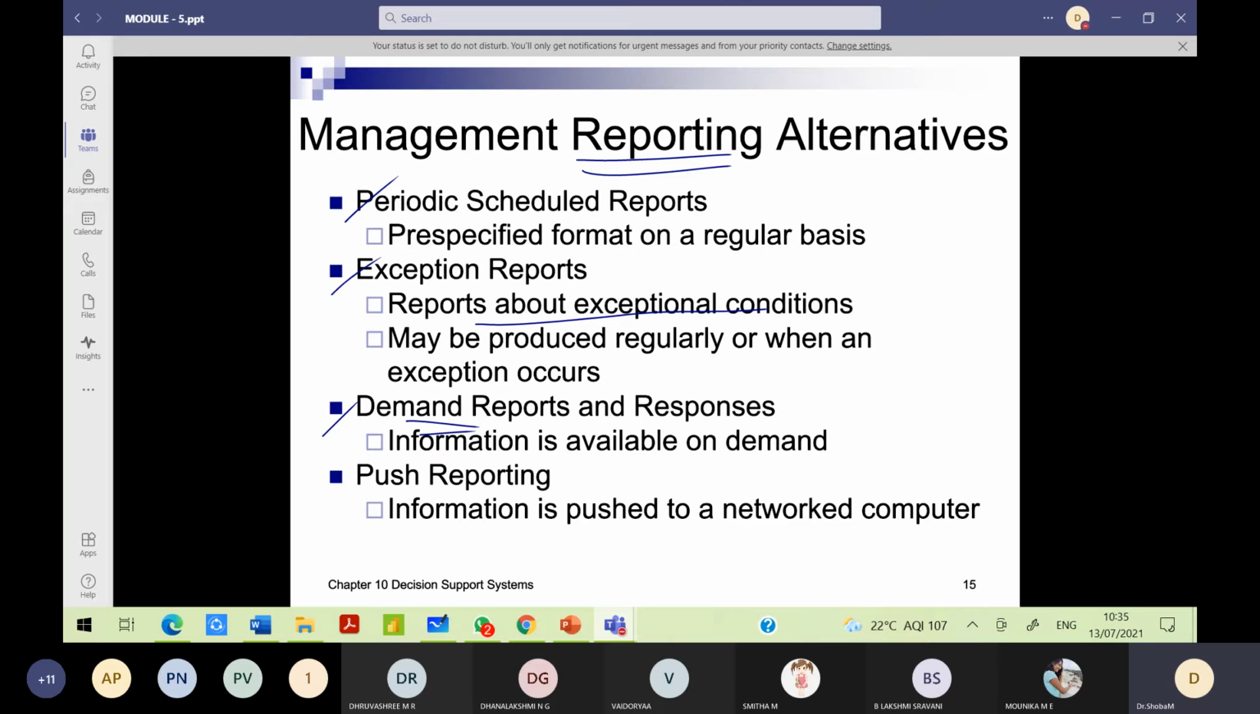Okay, and push reporting, so information is pushed to a network computer. So I think you people know the concept of push marketing or push reporting, right? So you try opening any application on your mobile device, and all of a sudden so many ads are pushed on your device. Okay, recommendations are different, and these pushed ads are different. So this is also push reporting.